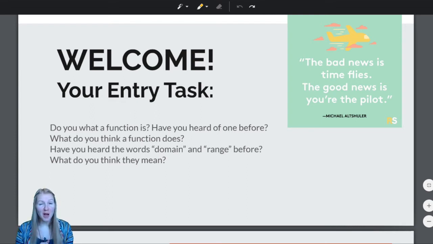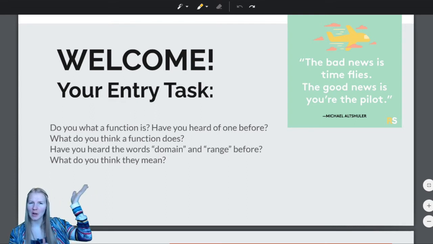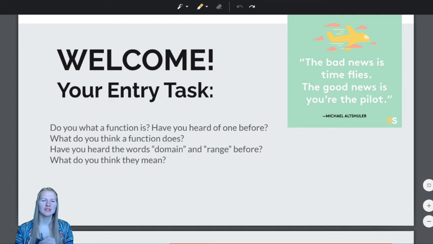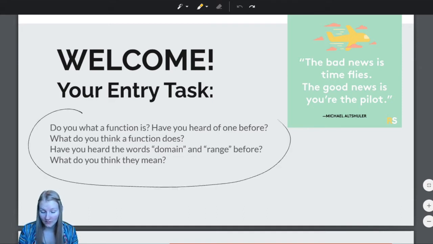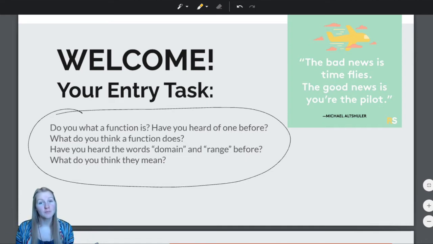You know what to do. Pause the video and think about these problems on the screen. What do you think a function is? Do you know what a function is? Have you heard of one before? What do you think a function does? Have you heard the words domain and range before? If you have, what do you remember they mean? If you haven't, what do you think they mean? Think about all of these questions as you pause the video and then unpause it. And we're actually going to talk about all of these things in our video today.